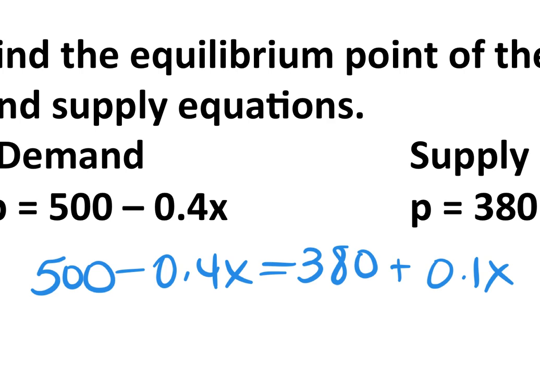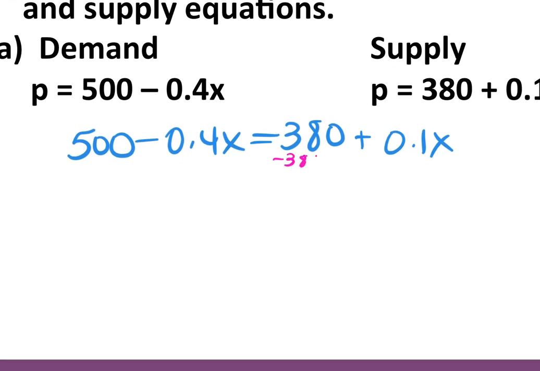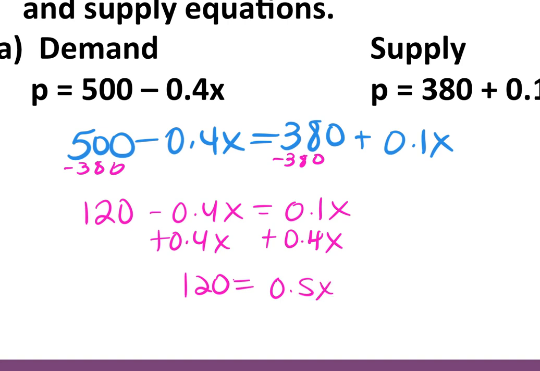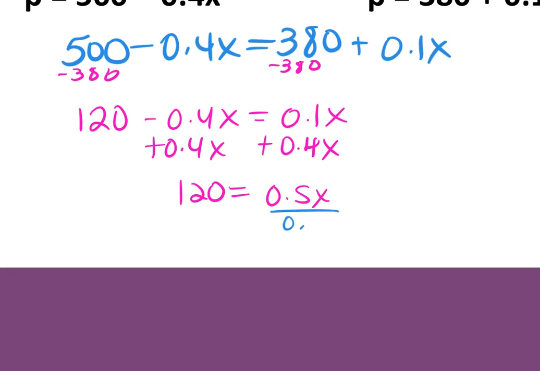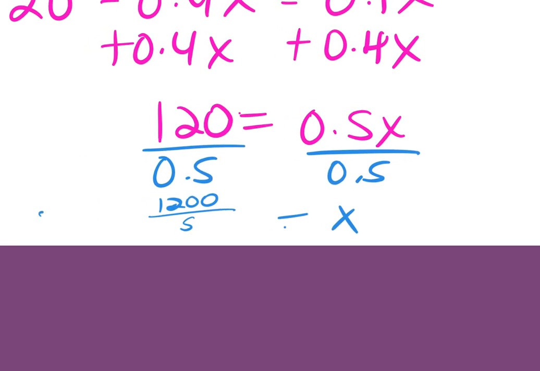Also, with a calculator, you don't necessarily need to get rid of your decimal. So I could subtract the 380 and I get 120 minus 0.4x equals 0.1x. Add the 0.4x. 0.5x, and then divide both sides by 0.5. If you move your decimal, it would be 1200 over 5, which is 240.